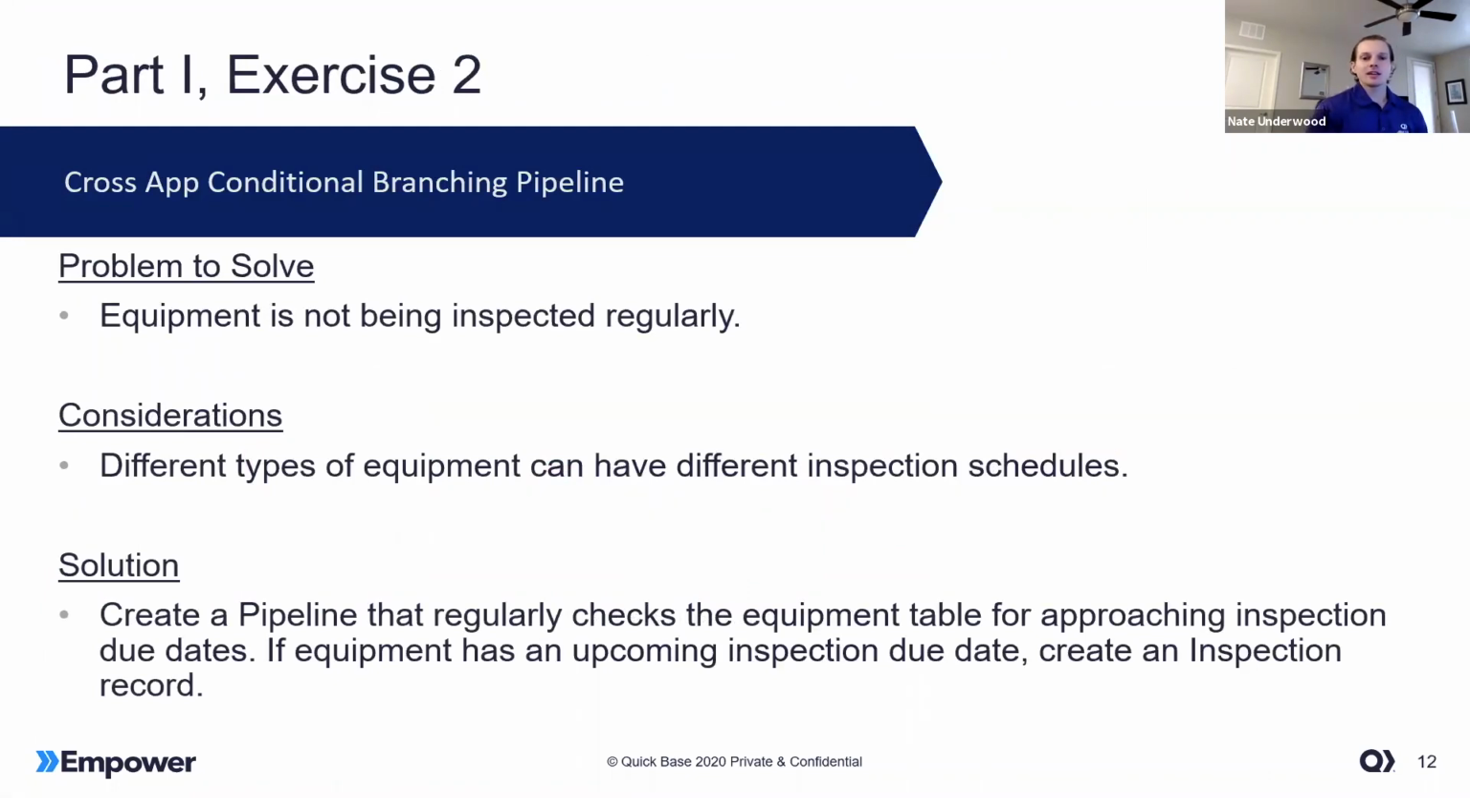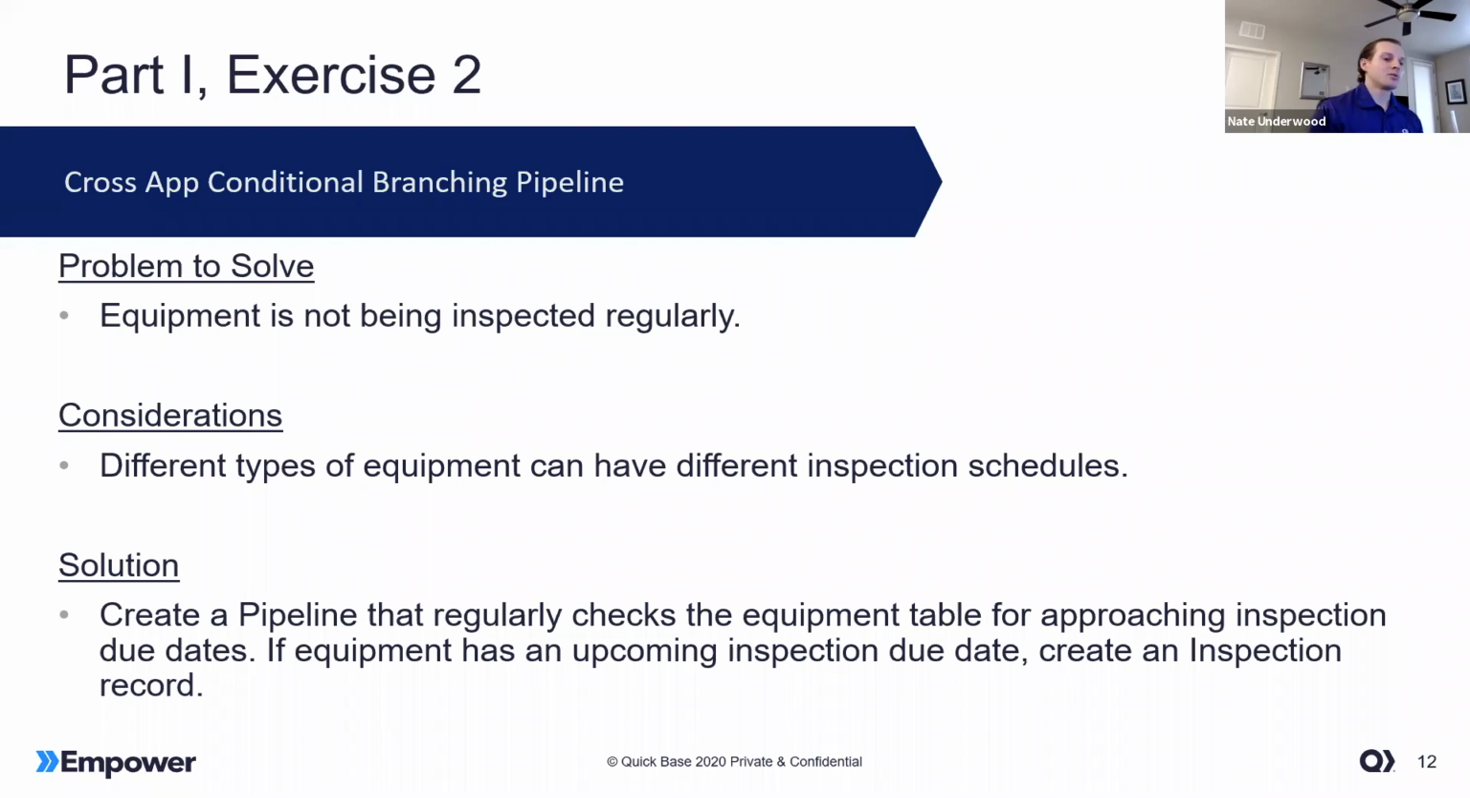So what's the second thing we're trying to solve here? So the second reason the company is being fined is because they are not routinely inspecting their equipment. So equipment must be inspected on a schedule. The issue is the company tracks equipment inspections in an Excel file. And because employees must proactively check for upcoming inspection dates, they are often missed. And because of that, fines pile up. So we're going to create a pipeline that regularly checks the equipment table for upcoming inspection due dates. If the pipeline finds equipment with an upcoming inspection date, then it should create an inspection record.